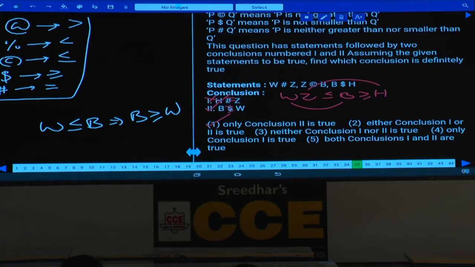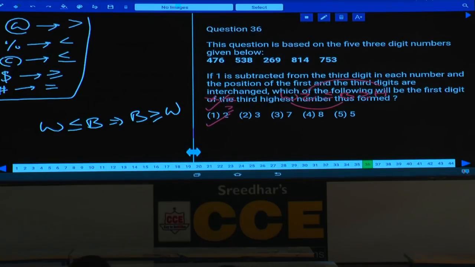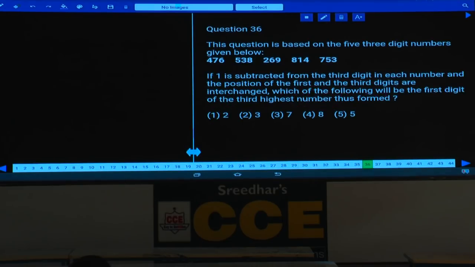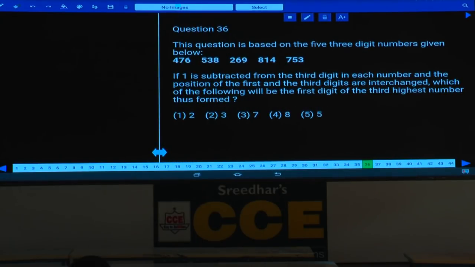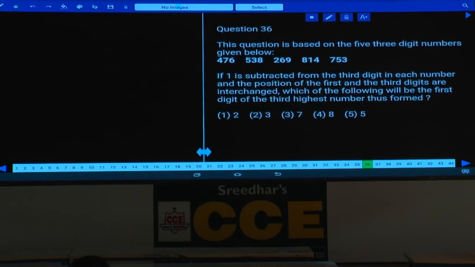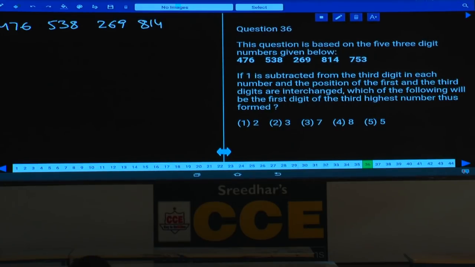Clear now? Now this is about question numbers 31 to 35. Then question numbers 36 to 40. Now in these question numbers 36 to 40, these 5 questions are based on a set of numbers, isn't it? Then question number 36. If 1 is subtracted from the third digit in each of these numbers, how much is subtracted here? 1 is subtracted. What are these numbers? 476, 538, 269, 814 and 753 are the 5 numbers.